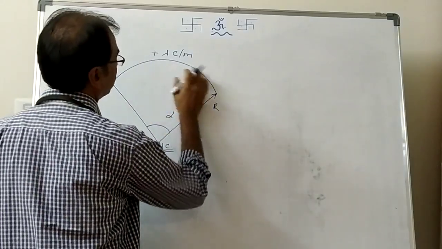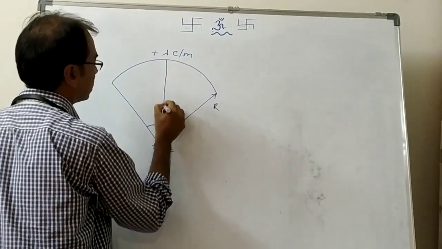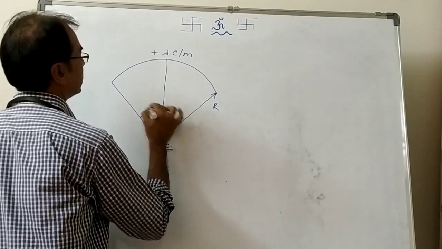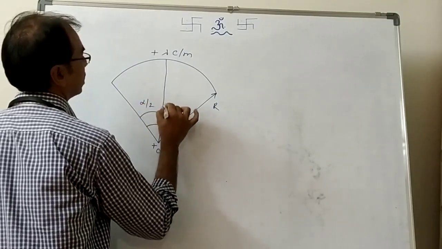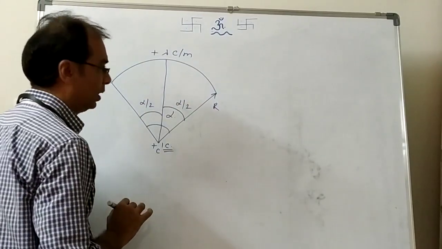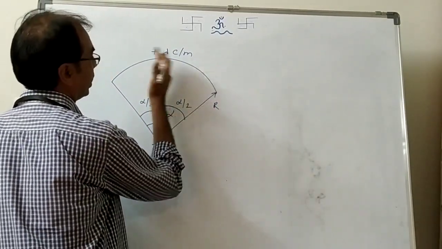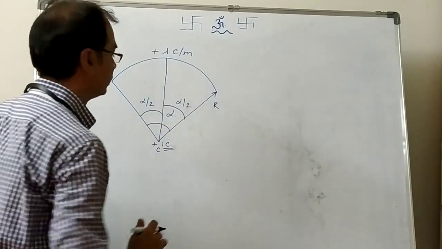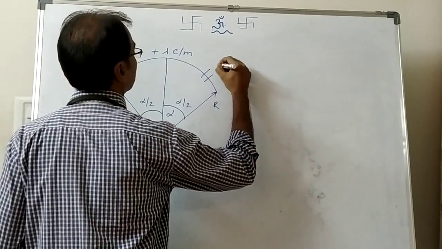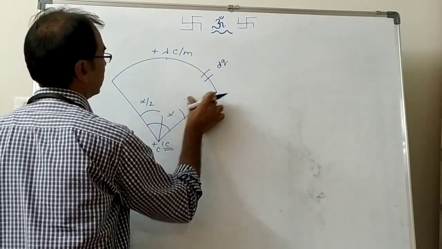So let's see. Let's choose one point charge over here. But before doing so, I am taking a bisector, which will say that this is alpha by 2 and this is also alpha by 2. So what I'll do is I'll take one part here and one part here, and I'll show you. So let's take one part over here and say that the charge on this is dq. Now I'm joining this with the center.